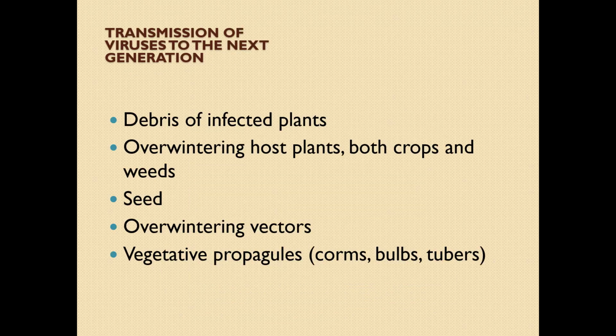Okay, so transmission of viruses to the next generation. This can happen through the debris of infected plants, overwintering host plants, both crops and weeds, seed, overwintering vectors, and vegetative propagules such as corms, bulbs, and tubers.